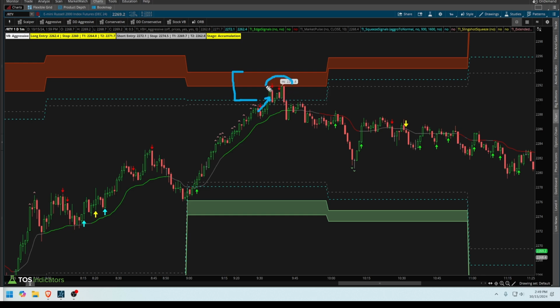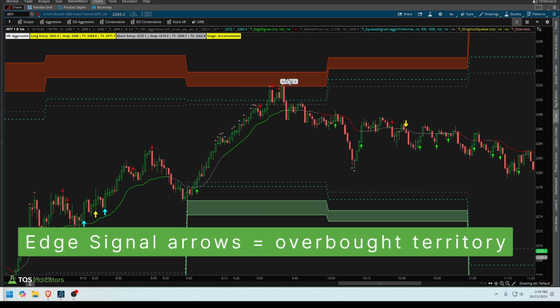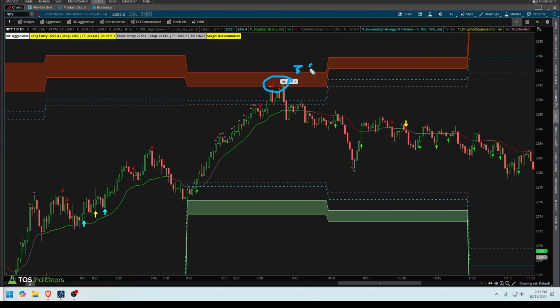And then we're looking for these edge signal confirmations, these red arrows for bearish setups or green arrows for bullish setups. In this case, we had 1, 2, and there's a third one hiding behind this chart bubble. That told us we're officially now in overbought territory, looking for this trend to exhaust. Now we're looking for signs of that trend exhausting.